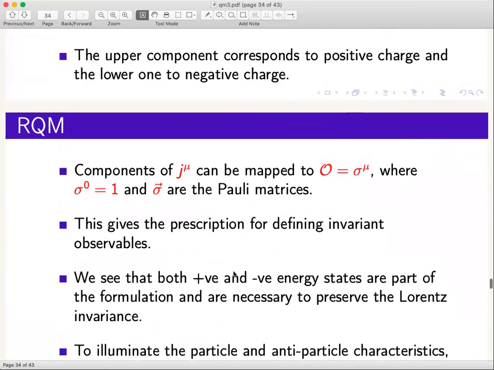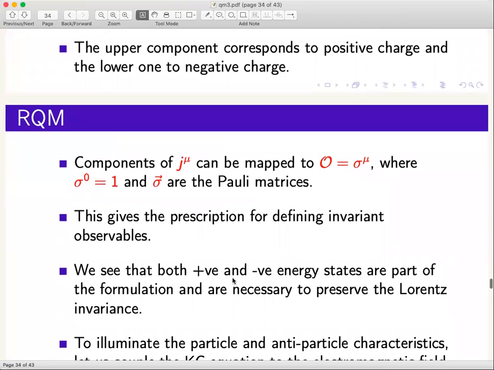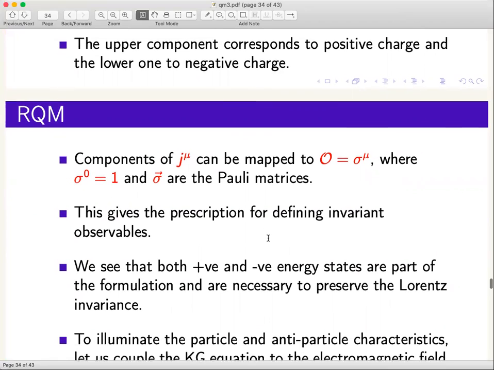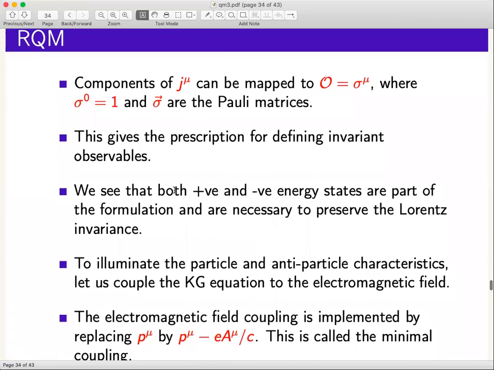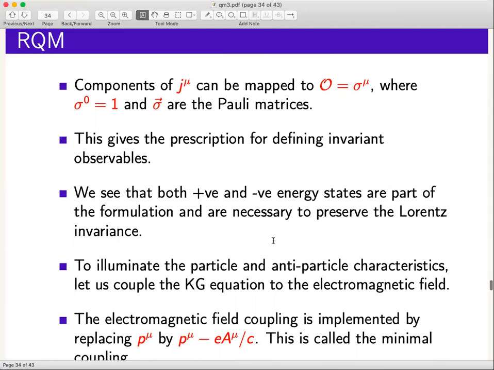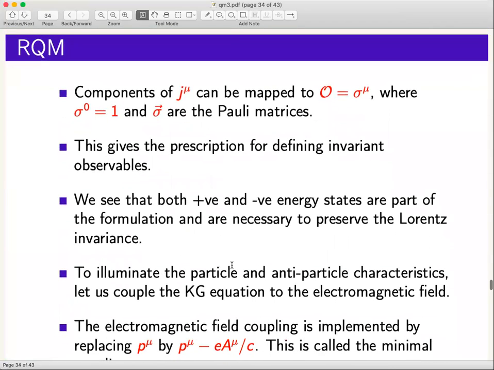Okay, so this is the statement that you can write down the current in terms of Pauli matrices, and to get the full Lorentz invariance, you need both the pieces together. Now, to understand the particle and antiparticle characteristics of these fields, what we will do is couple this equation to the electromagnetic field.